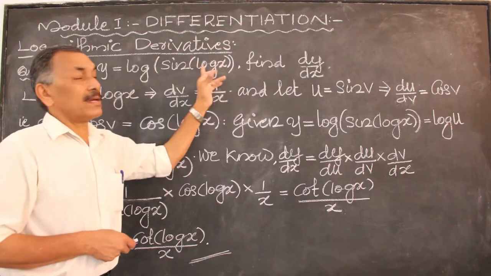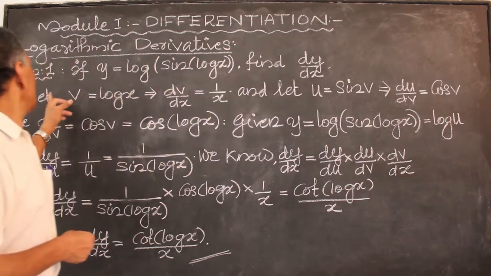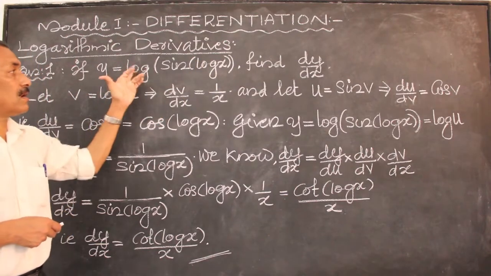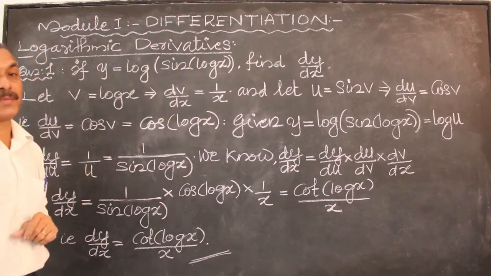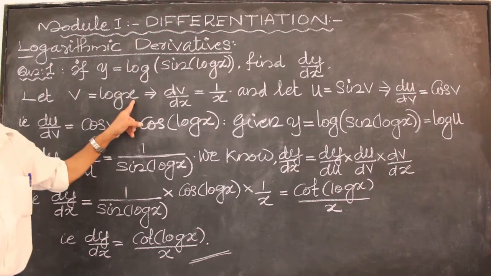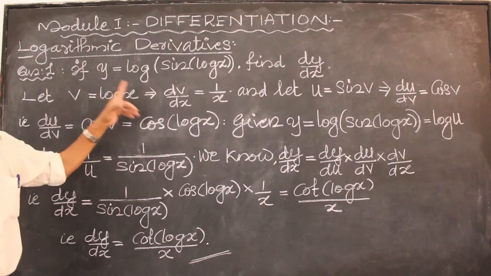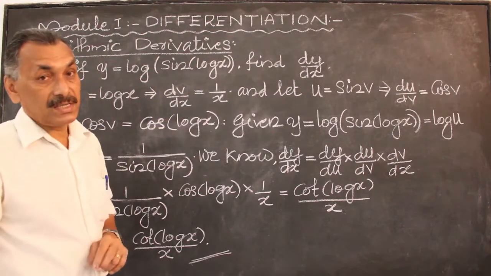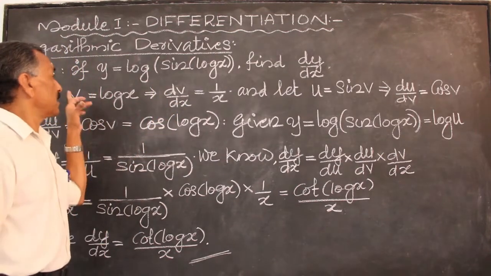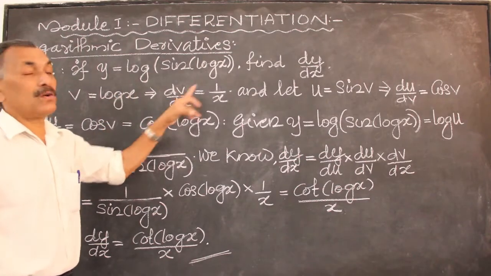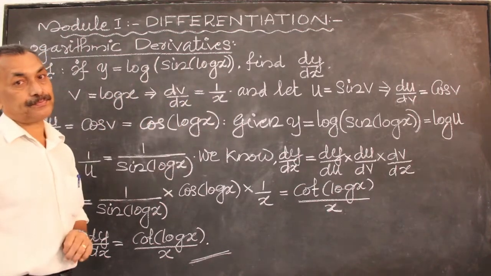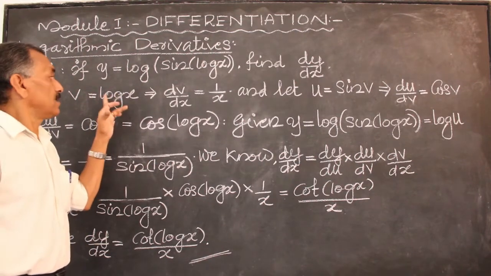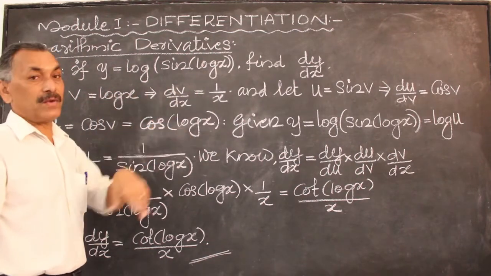Let the inner log x be equal to v. Not this log, this one: log x is equal to v. That means v is a function of x. V being a function of x, we can find dv divided by dx. What is dv by dx? It is the derivative of log x, which is equal to 1 by x.